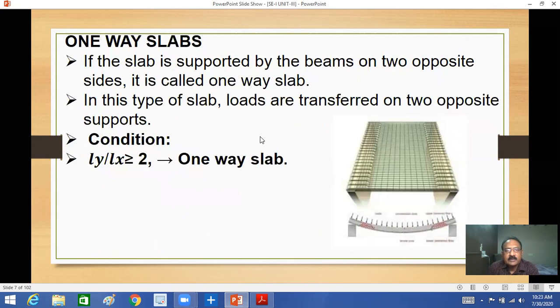Say this is, for example, a one-way slab. As discussed, observe here, reinforcement is provided like this. In this, the slab is supported on only two opposite sides. That's why it is called a one-way slab. Ly by Lx is greater than or equal to 2. This load will transfer to these two beams. Okay, and I will continue further topics in the next unit. Thank you.